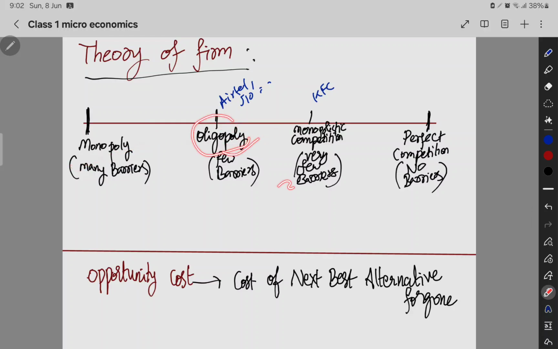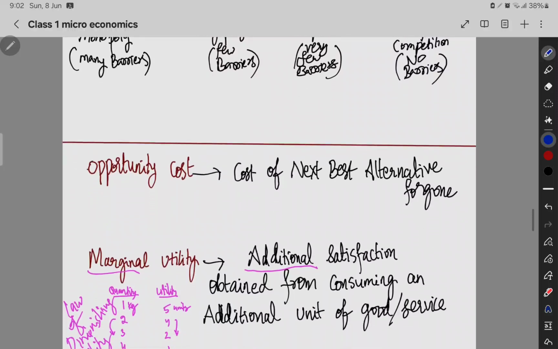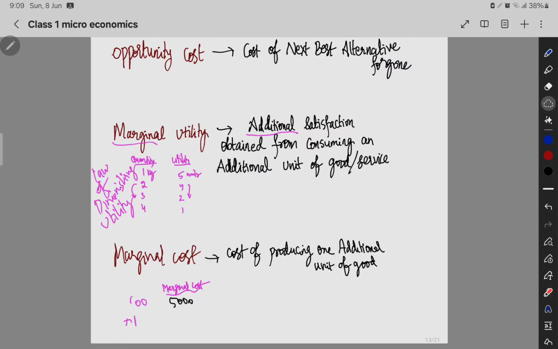But compared to oligopoly, oligopoly has few barriers. Monopolistic competition has very few barriers. And perfect competition, example mandi, there are no barriers. So you need to know the difference between these three terms. Just know the definition, because definitions are important whenever you write an answer in mains.